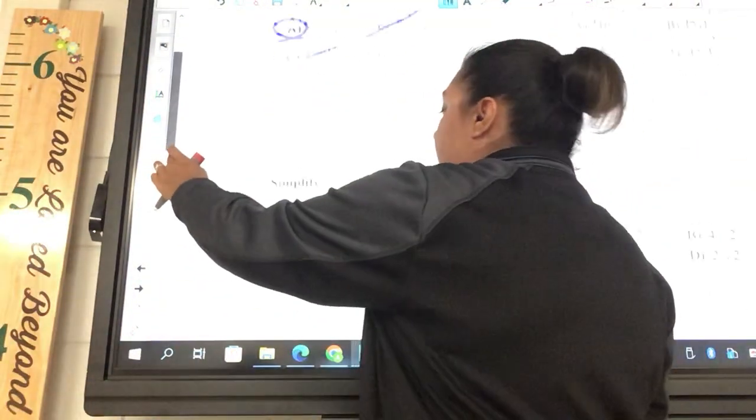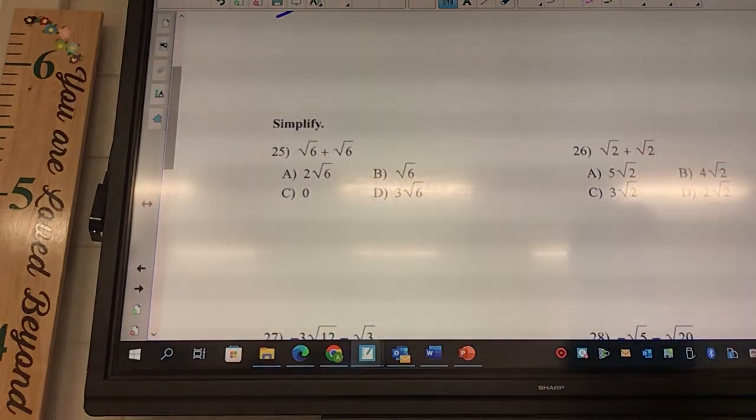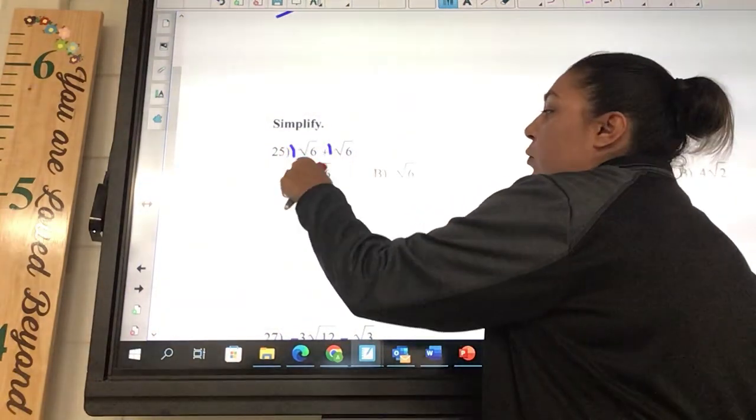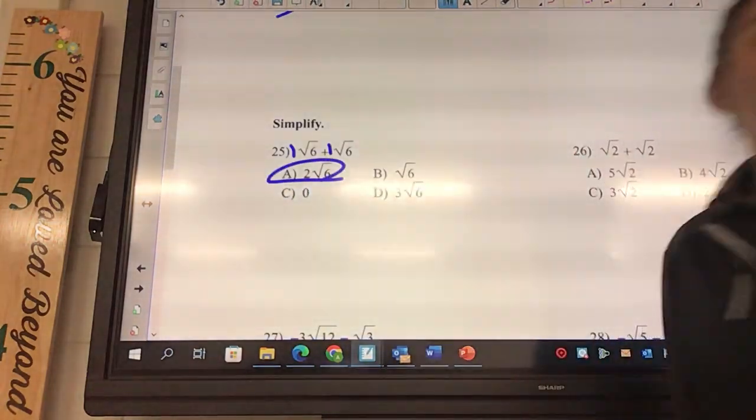All right, 25. Is the number underneath the radical the same? Yeah, so we're going to say 1 and 1. So 1 plus 1 is 2. Square root of 6.